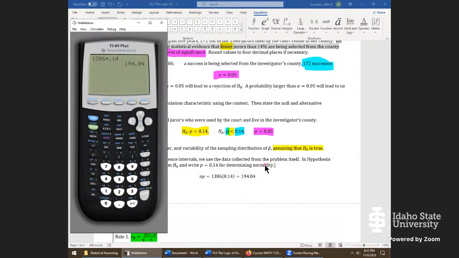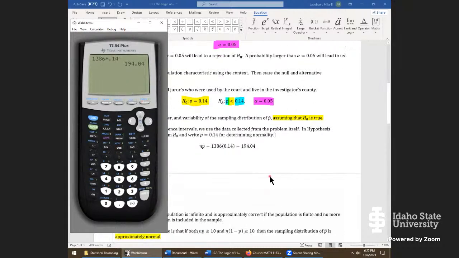The reason this is okay is we're really thinking of this as the expected number of successes we would get when we do this study over and over again, assuming the null hypothesis is actually true. The average value of successes should settle around 194.04 after repeating the study. So it's okay to have a decimal number right in that location.